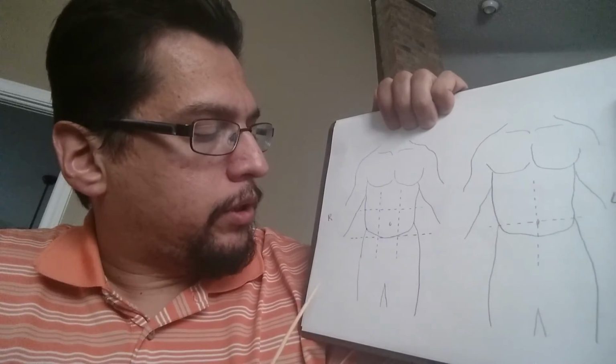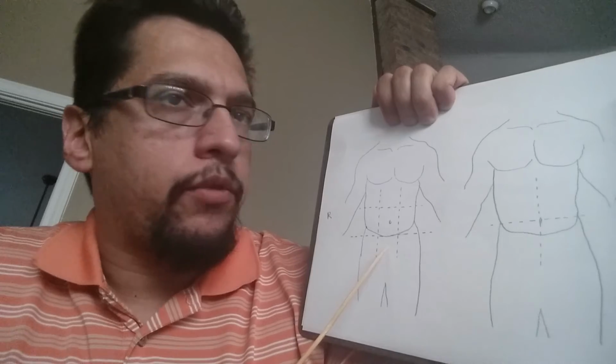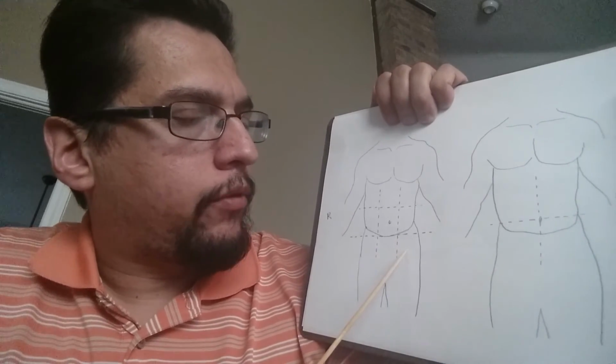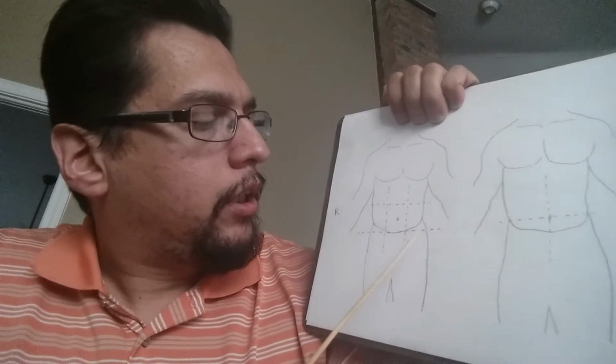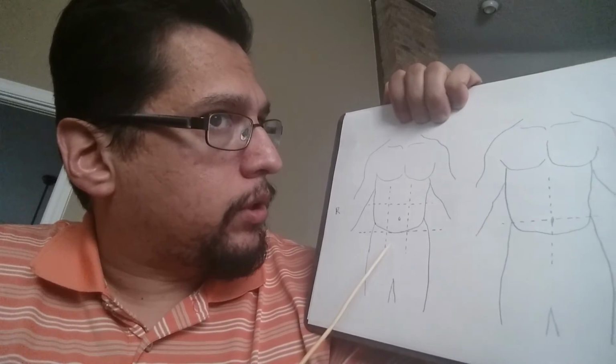Coming down here to these 3 sections, you will have your right iliac region. Here in the center you will have your hypogastric region. And over here you will have your left iliac region. The 2 iliac regions are also known as the inguinal regions, and your hypogastric region here is also known as your pelvic or pubic region.